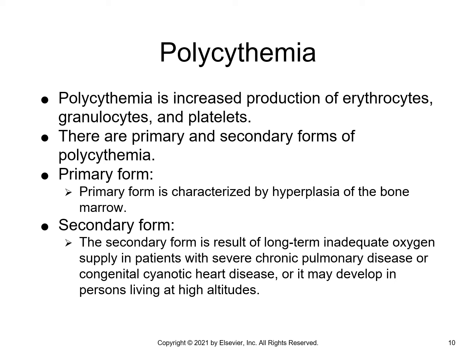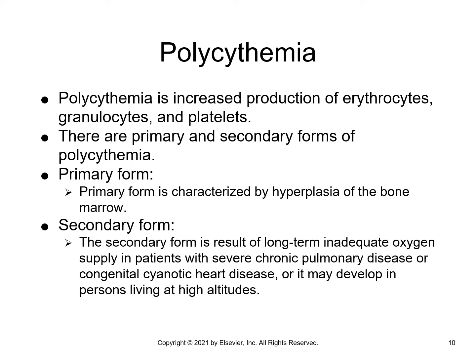So there's a primary and secondary form of polycythemia. The primary form is characterized by hyperplasia of the bone marrow. And if we have overgrowth of our bone marrow, it's going to overproduce our red blood cells. And so that's a pretty simple correlation to make: too much red bone marrow, too many red blood cells, polycythemia.